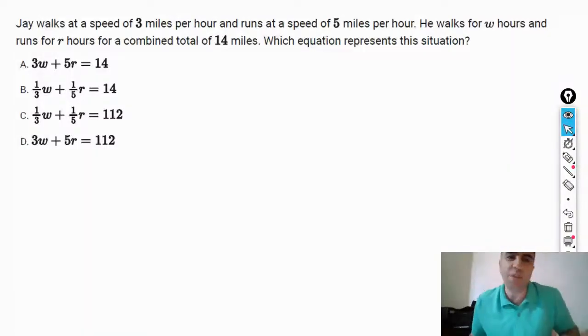Let's continue with this question. He walks at a speed of 3 miles per hour and runs at a speed of 5 miles per hour. He walks for W hours and runs for R hours for a combined total of 14 miles. Which equation represents this situation?